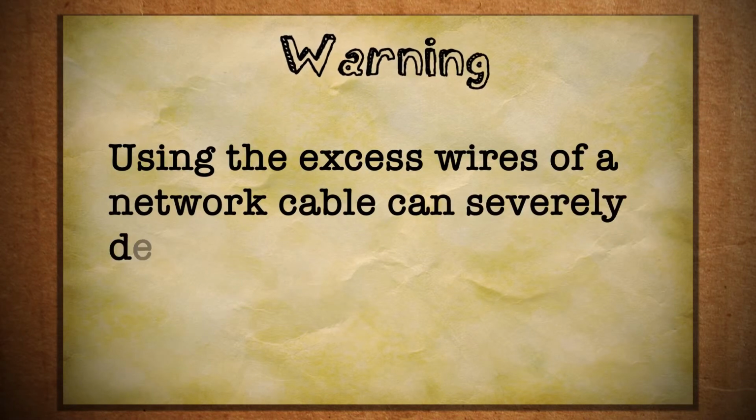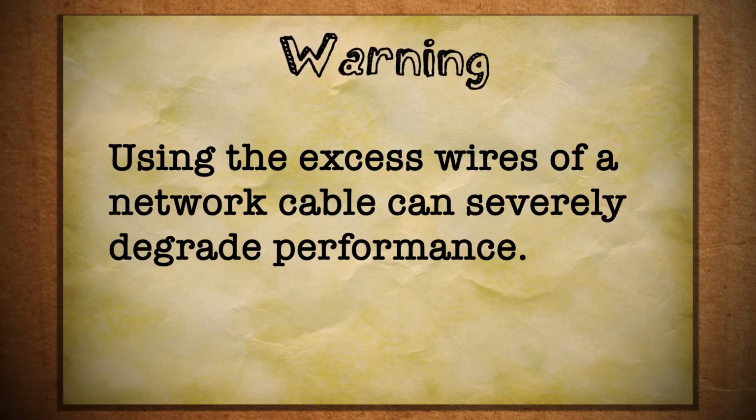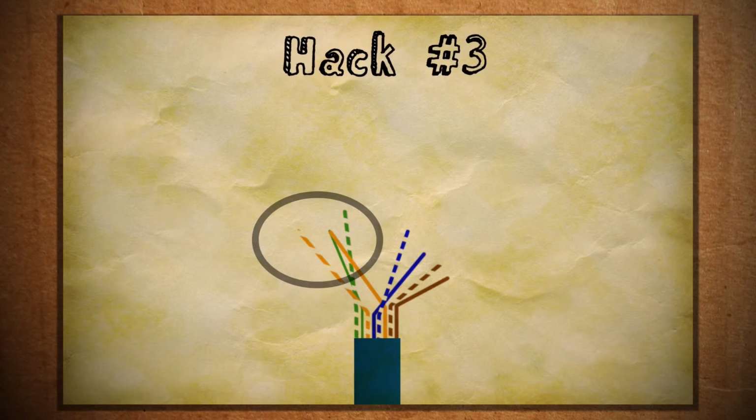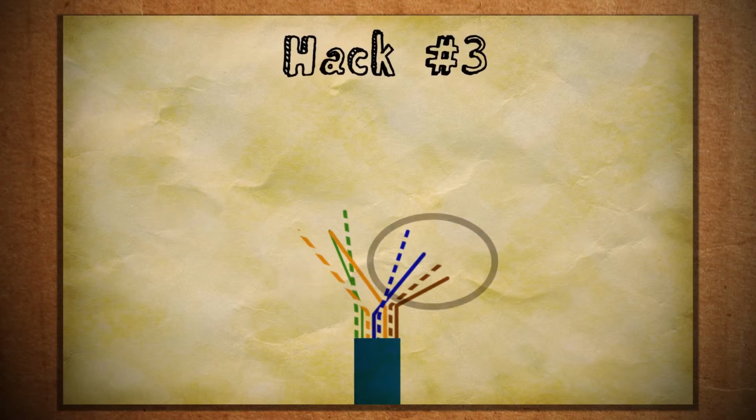One thing to keep in mind when using the excess wires of a network cable is that the more data you have flowing through a cable, the more opportunities for interference. This can cause a slower or more unreliable internet connection. Alright, now that you know that most Ethernet cables only use half of their wires, you can use the remaining 4 wires for almost any other purpose and still have a functioning Ethernet cable.